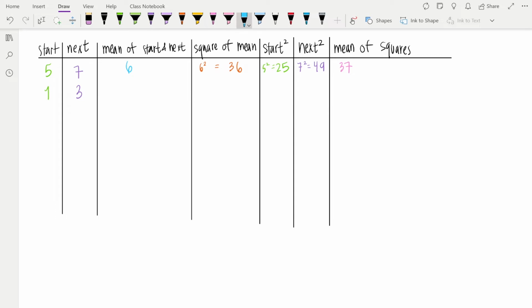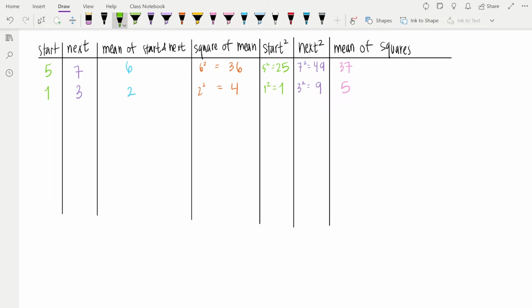The mean of these two, this is the last time I'm going to calculate this out. After this, if you forget, come back to the rewind in the video and look. So the mean of 1 and 3 means I add them together and I divide by 2, and it's going to be 2. The square of the mean: 2 squared is 4. The starting number squared, 1 squared is 1. The next number squared, 3 squared is 9. And the mean of the squares, so I have to find the mean of these two, which is 5.